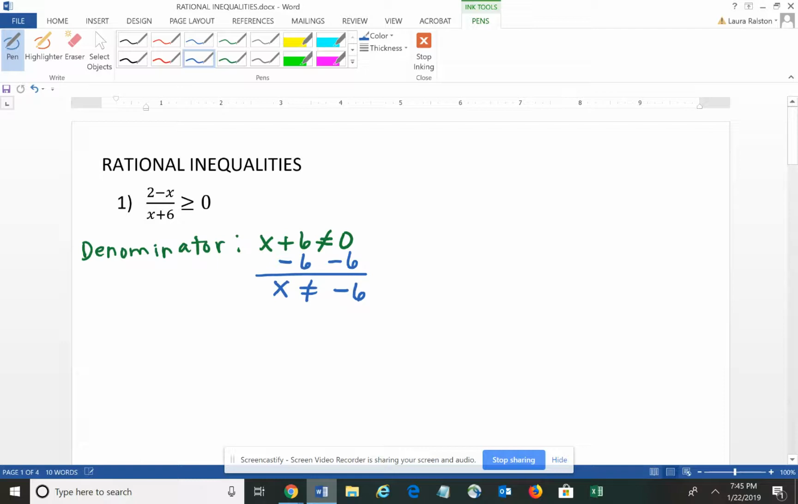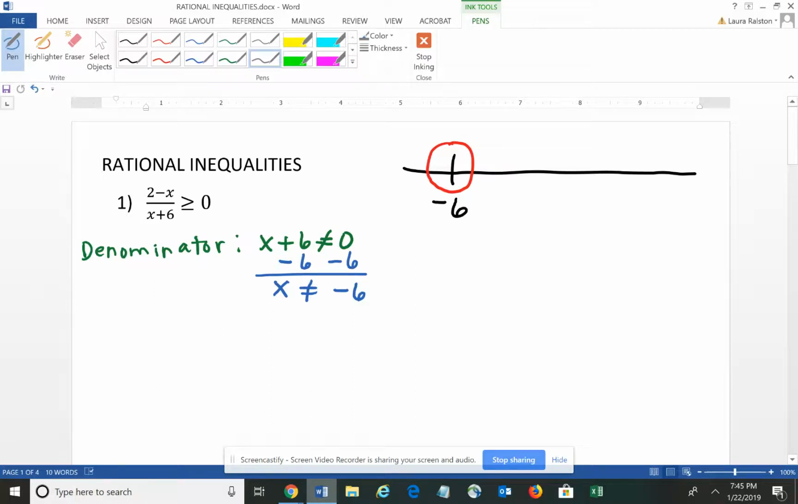And so if I solve that for x, I find that x cannot be negative 6. So if I begin to think about my number line and breaking it up into the regions like we did for the polynomials, one of my values is negative 6. And I have just determined that that value cannot be used in the problem itself because it causes the denominator to be 0.